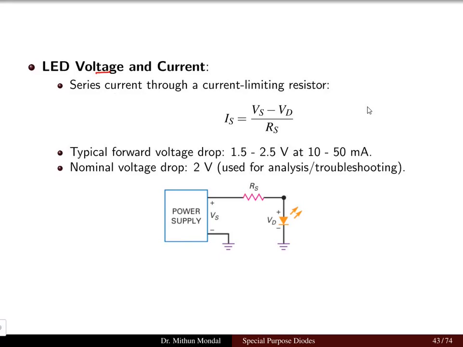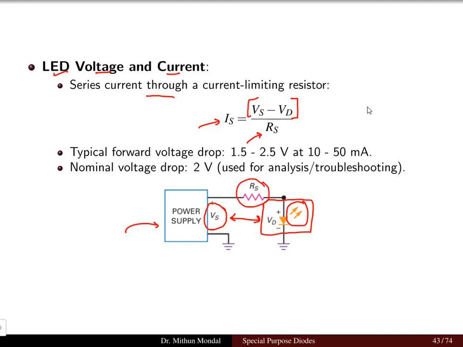If we want to calculate the voltage and the current of the LED, let us take the circuit diagram where the power supply is giving a voltage Vs, and the LED is emitting light, shown by two arrows. The current coming from the source and flowing through the resistance is given by Is equal to the difference of the source voltage and the LED voltage, Vs minus Vd, divided by the resistance Rs.